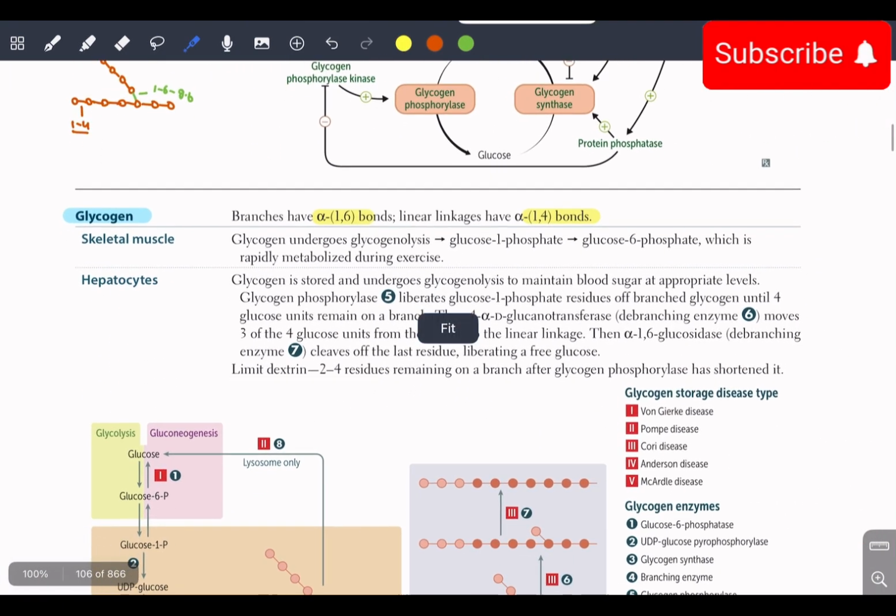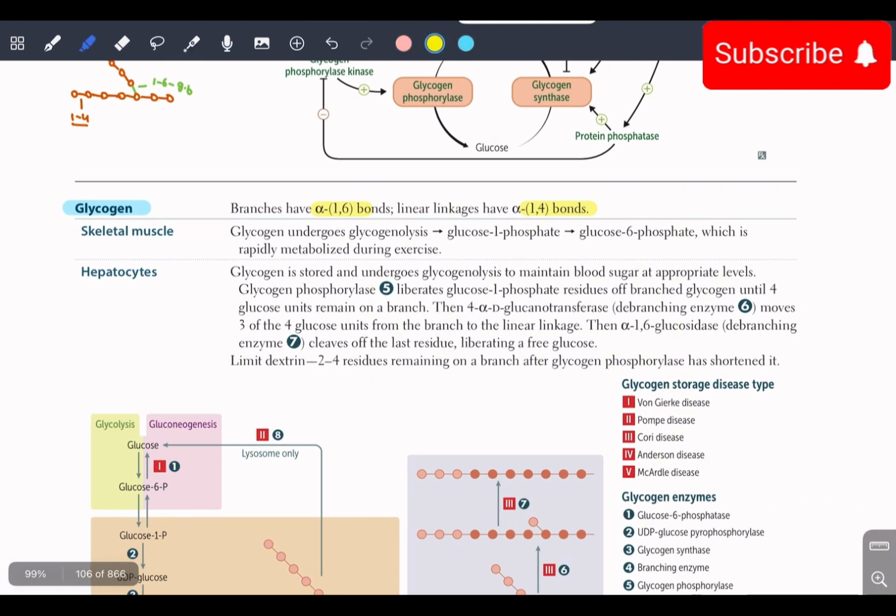First of all, let's discuss from the book. What actually happens in the skeletal muscle? We know that skeletal muscle lacks glucose 6 phosphatase. So glycogen undergoes glycogenolysis. Glycogen is broken down, and this breakdown process is called glycogenolysis. Glucose 1 phosphate is formed. You know this. Glucose 1 phosphate is converted into glucose 6 phosphate, which is rapidly metabolized during exercise.